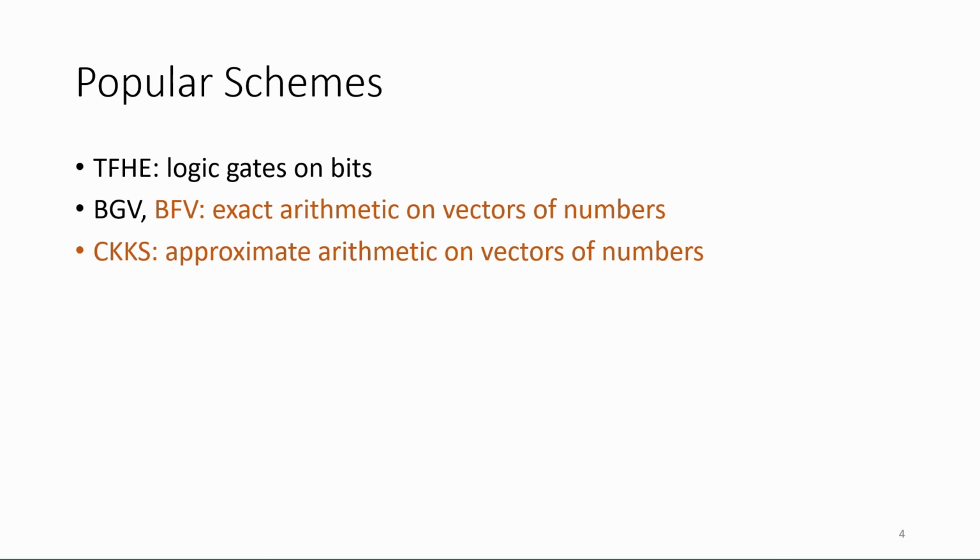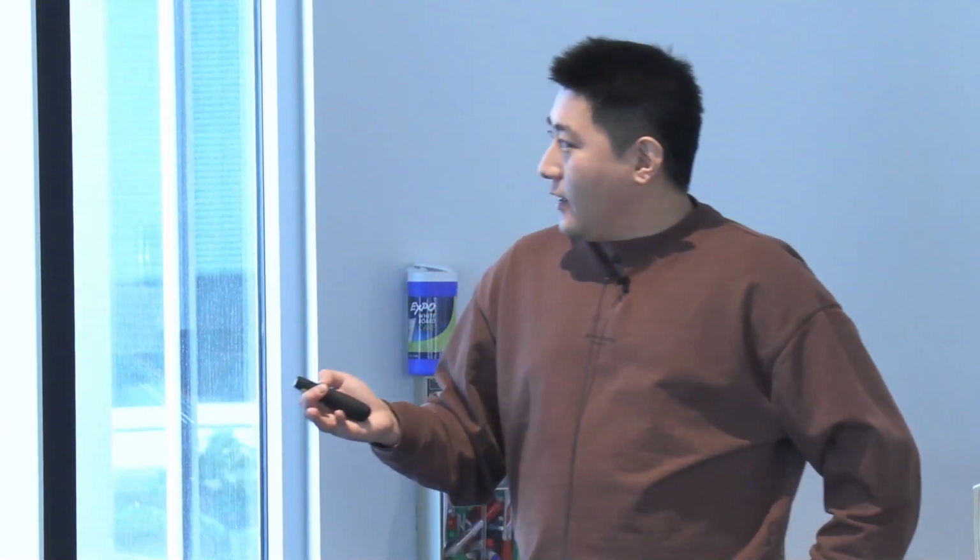They perform exact arithmetic on vectors of numbers. So first, it's better than just a single value. It performs on a vector of values, and then it gives you the exact result. You don't see any error. You don't see approximation. CKKS is a new scheme we'll introduce in the next session.